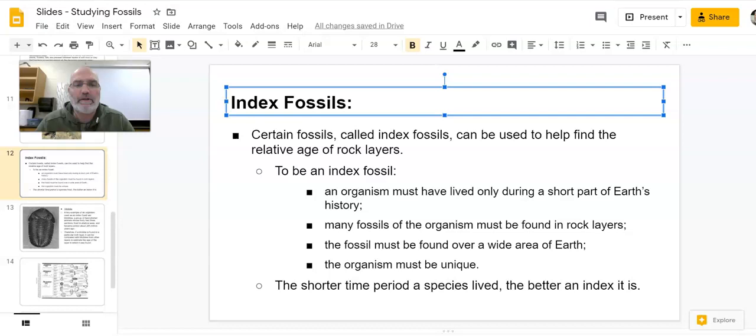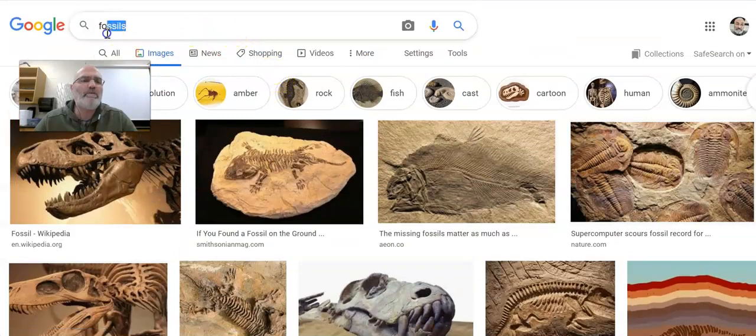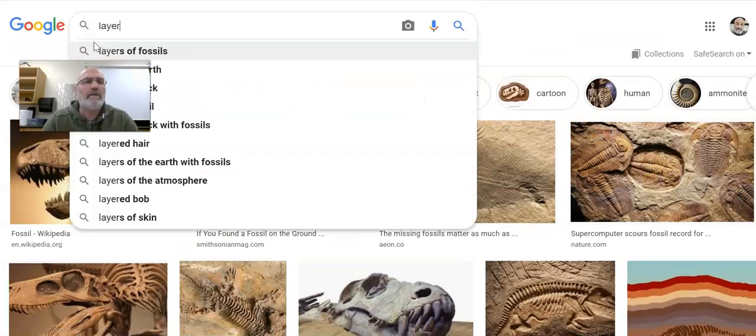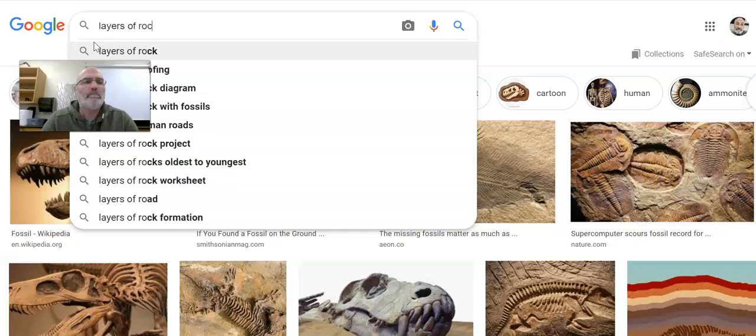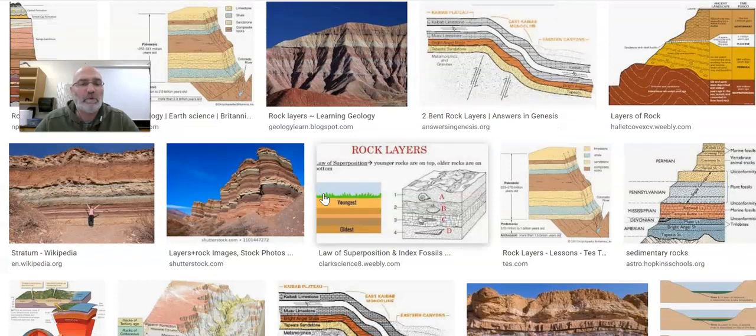Index fossils are used by paleontologists in order to determine the age, the relative age, of individual layers of rock. You guys know this, and I think I can probably pull an image up for you. If we were to dig down into the earth, we would end up seeing lots of layers of rock.